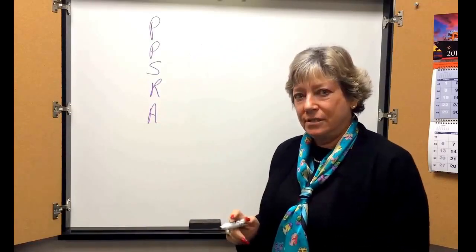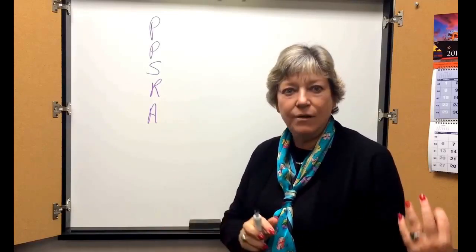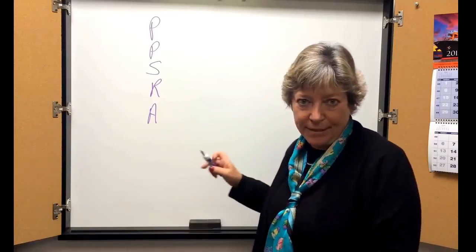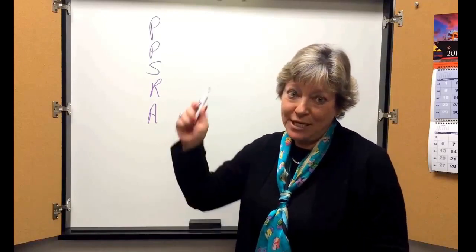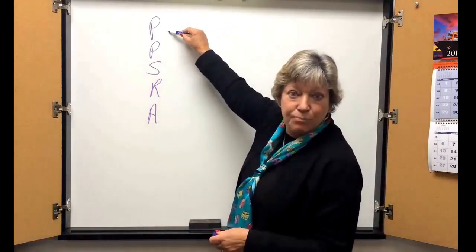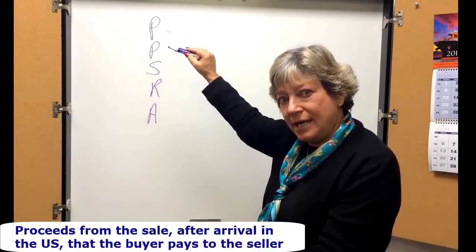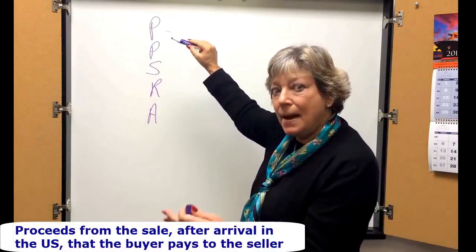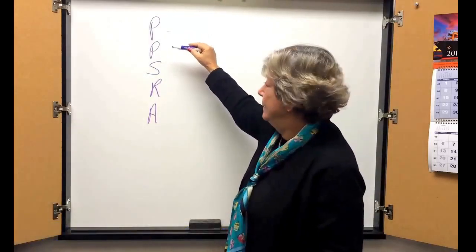Those are the additions to the price paid or payable for a transaction between a foreign seller and a U.S. buyer. You'll never forget it if you're like me. I'll always remember to proceed to pack and sell your royal ass. So, proceed is proceeds of the sale. If there are any proceeds of the sale after it has arrived in the United States that the buyer pays to the seller, then that has to be added.